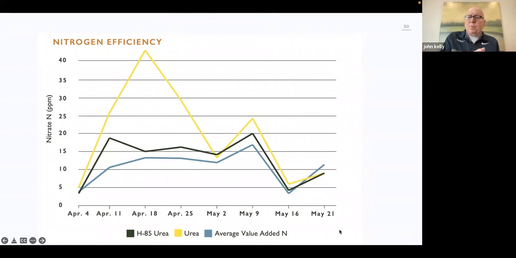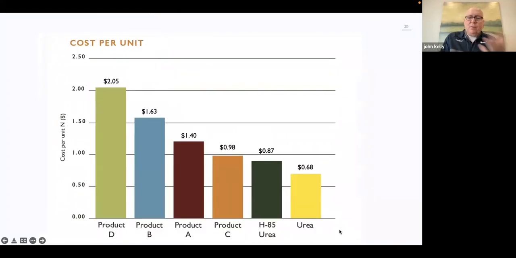The key thing I'd like to point out is when we took H85 with urea, it parallels very much that slow release pattern due to the microbial activity. The benefit of that, of course, is you look to the right, straight urea versus urea and H85. There's a very nice economic advantage, good ROI from that.